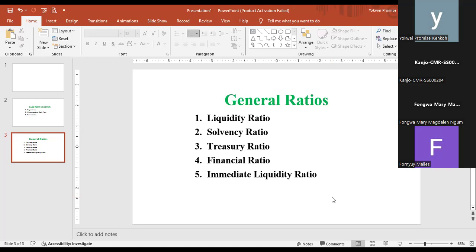And the next one that we have is the immediate liquidity ratio. When we are talking about the immediate liquidity ratio, this is the extent to which the immediate cash, the cash that we have at hand or at the bank, can be used to settle the short-term debts. That's what we refer to here as the immediate liquidity ratio.